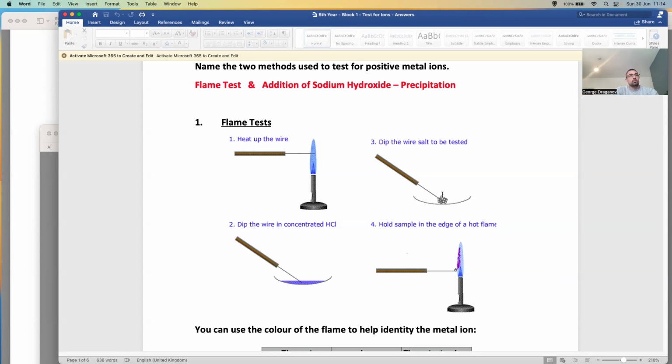Then you dip it into the salt that you're trying to test, whichever contains the metal ion, because you can't just have a metal ion floating. So say you're testing for sodium ions, you might have some sodium chloride here. By making the wire wet, it will then allow the salt to stick, and then you put it into your flame and you observe the color. That's the gist of it.